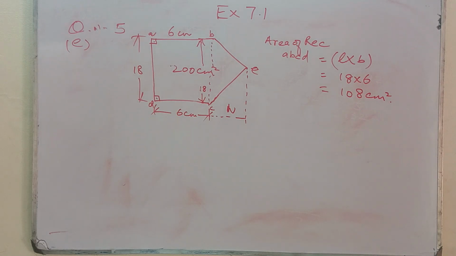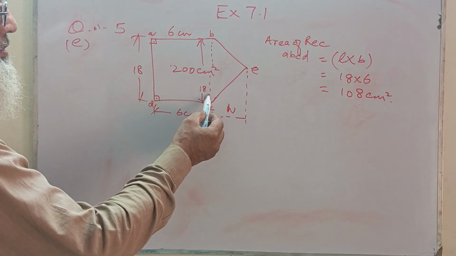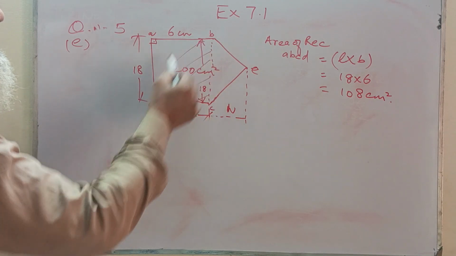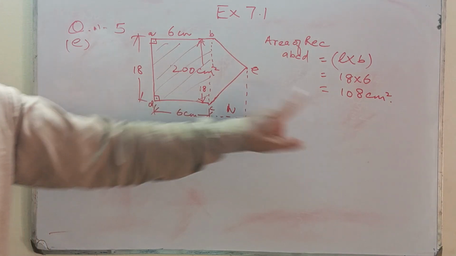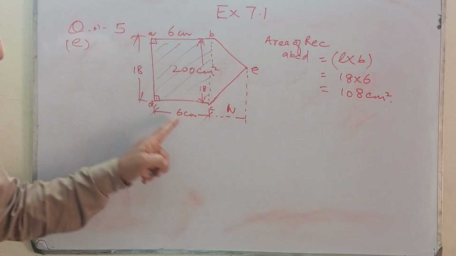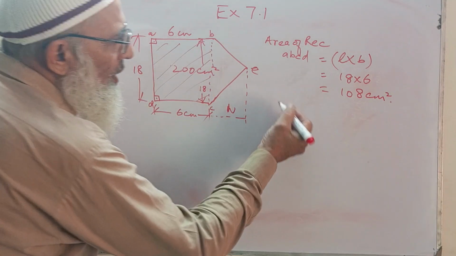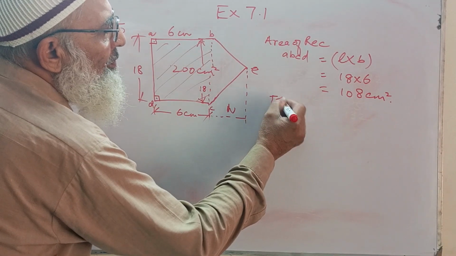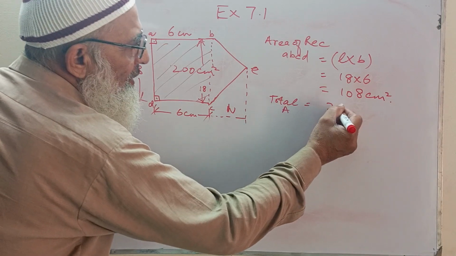108 centimeters square. Now you see that this colored area is 108 centimeter square, whereas what is given is 200 centimeter square, because this is the area of the whole envelope. Now we'll subtract the area. Total area is equal to 200 centimeter square.